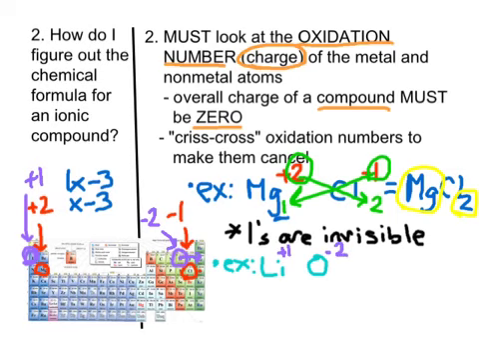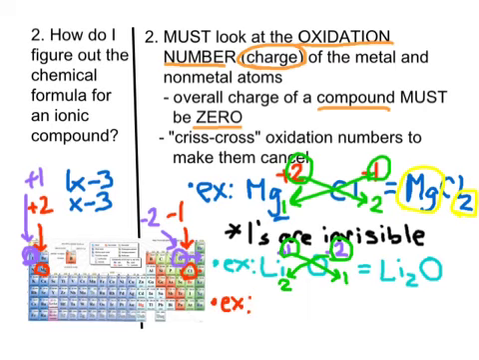Now again, what we do is we crisscross. We take the 2 from oxygen and put it down by lithium, and put the 1 from lithium down by oxygen. So what we end up with is Li2O.